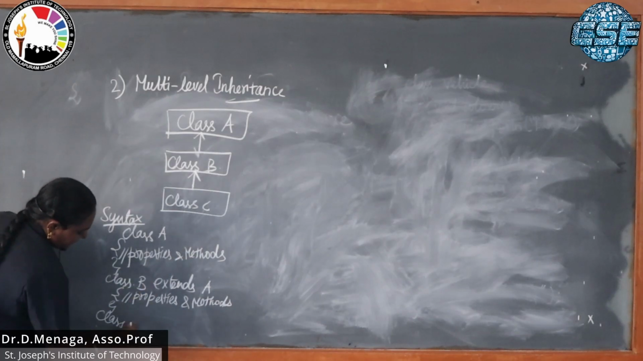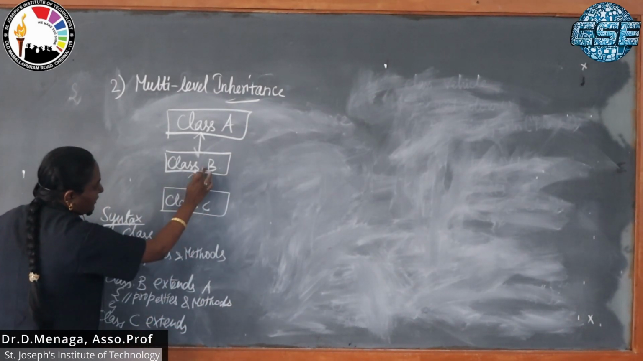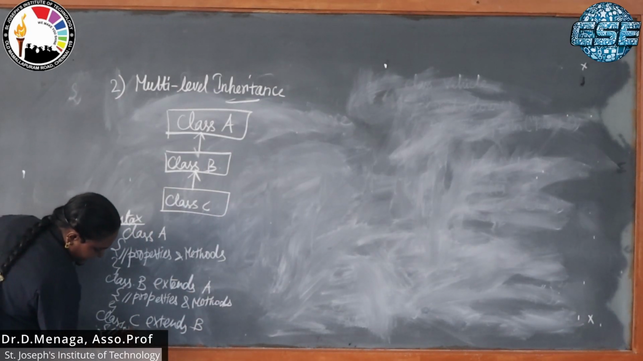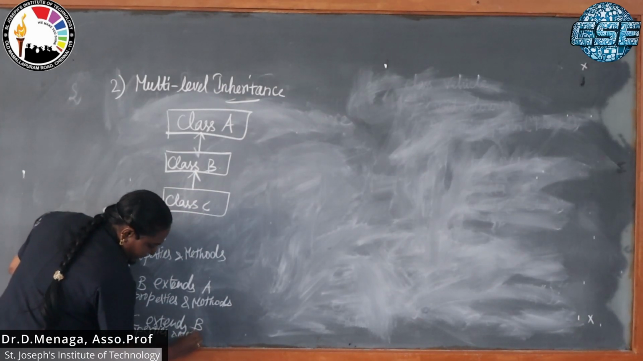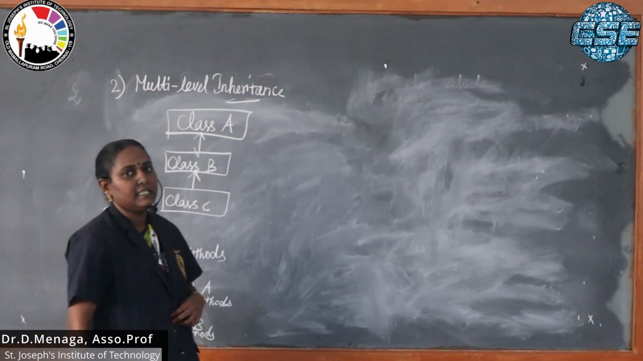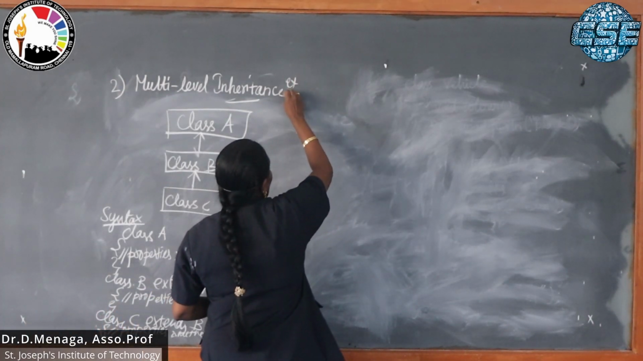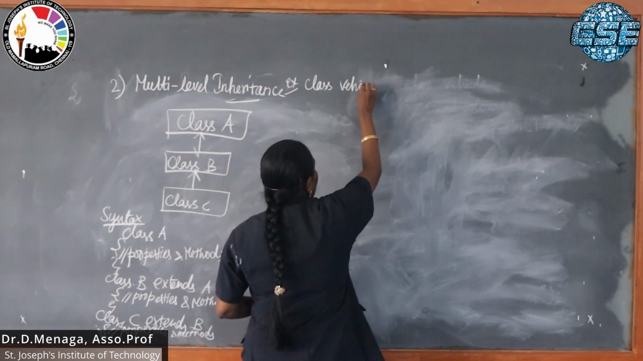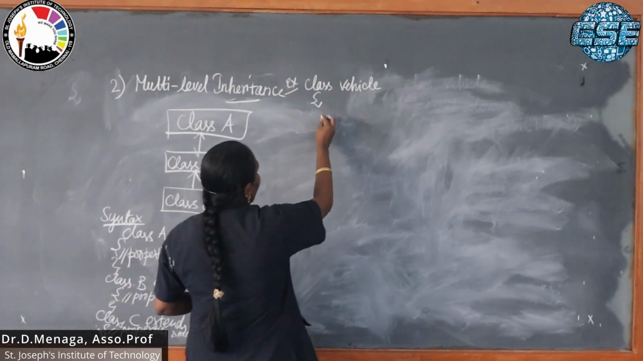And then we have a class C. So that is going to inherit the properties and methods of class B. This also will have some properties and methods. Now let us see an example of how this multi-level inheritance is implemented. We have a base class called vehicle with a method of color in it.